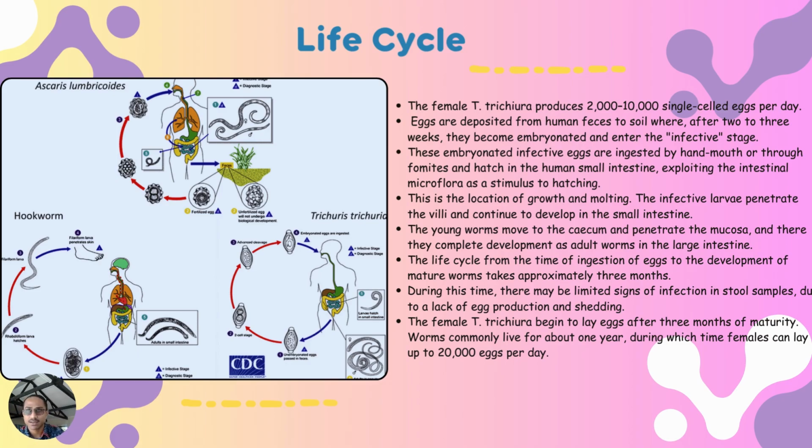During this time, there are limited signs of infection in the stool sample, because they are not matured yet, and therefore they haven't produced eggs. So the female Trichuris trichiura begins to lay eggs after 3 months of maturity, and the worms commonly live for about 1 year, during which time females can lay up to 2,000 eggs.